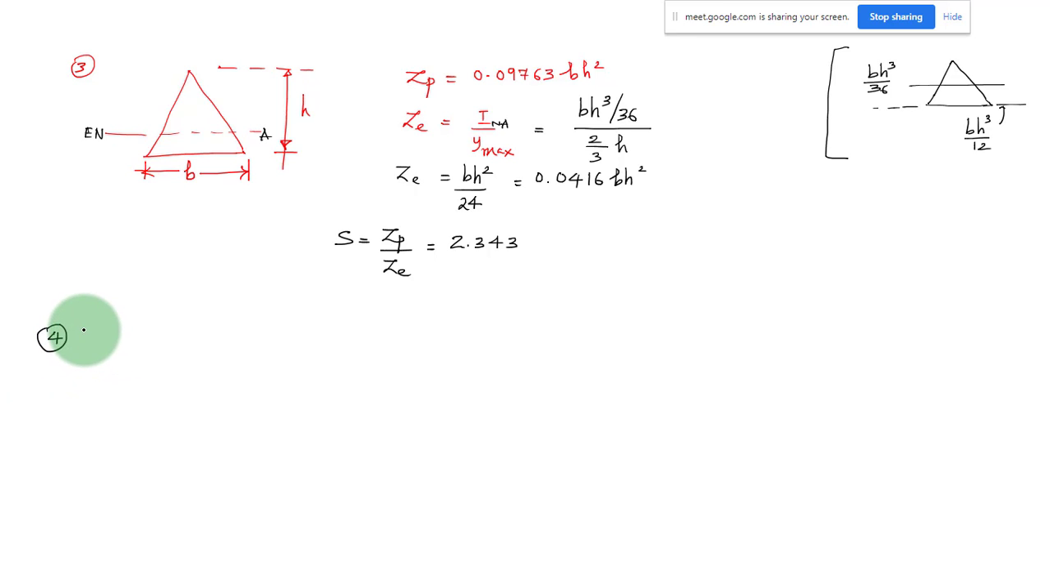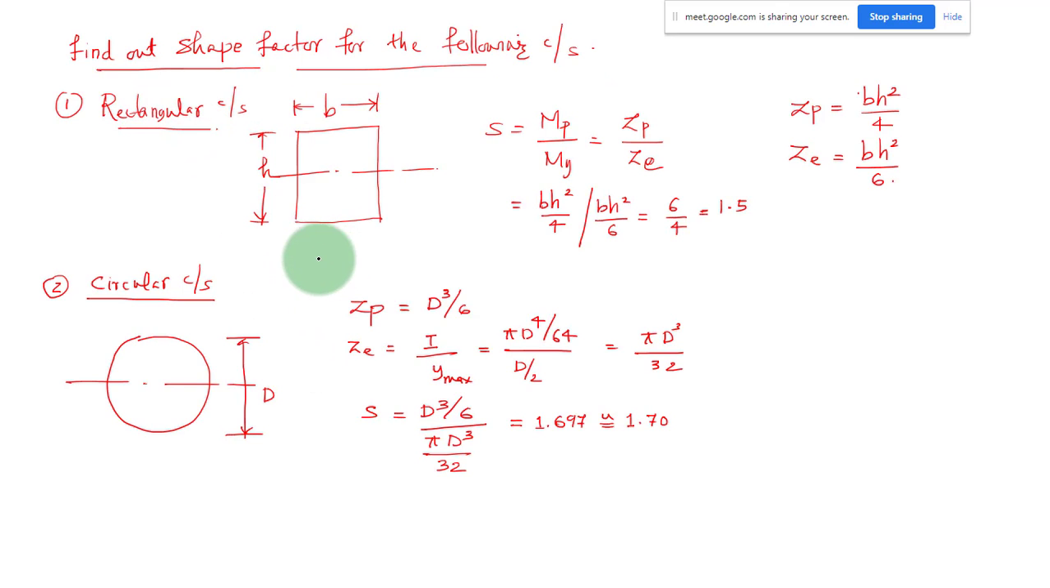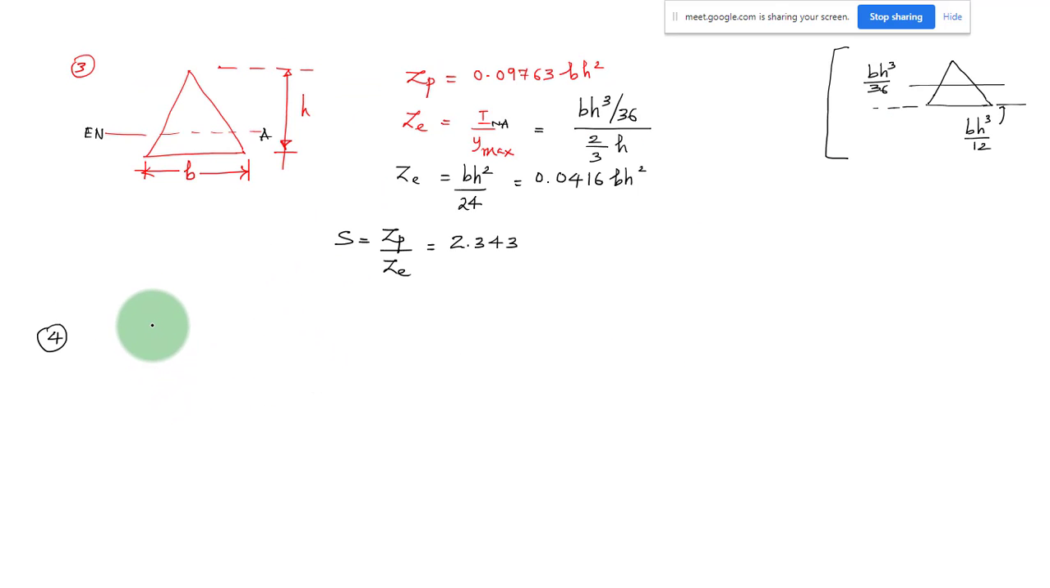Next I will take a diagonal. First we have done the rectangular section. Now if you take a diamond shape, something like this, and let us say this height is h, and it is also h. You have to find the shape factor, which is equal to ZP by ZE.